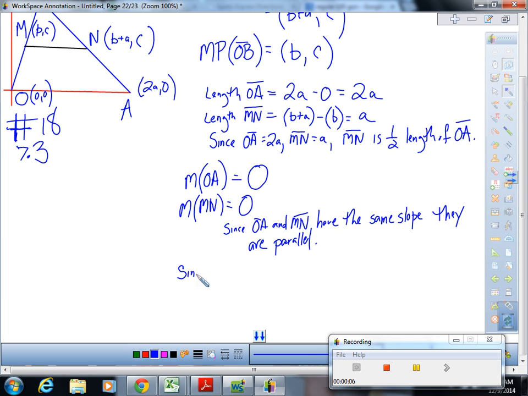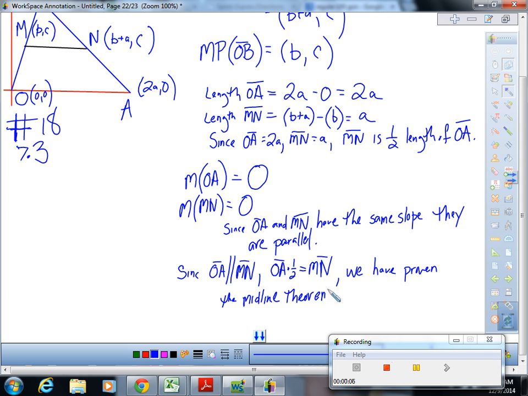Since OA is parallel to MN and OA times 1/2 is equal to MN, we have proven the midline theorem. So there you can see the support that I needed to show. Does that help? Coordinate proofs. Boom.